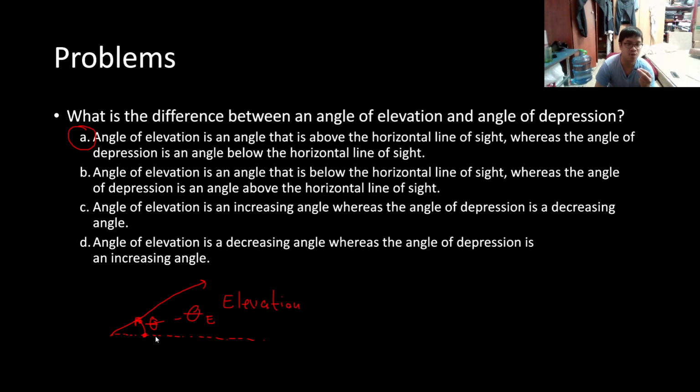Now, what if it goes downward instead? Like you started to form an angle by going down. So we go here, all right? So we have an angle here. And that angle is no longer an angle of elevation, but rather depression, all right? Because you form an angle by going down. So the answer for that is letter A, right?